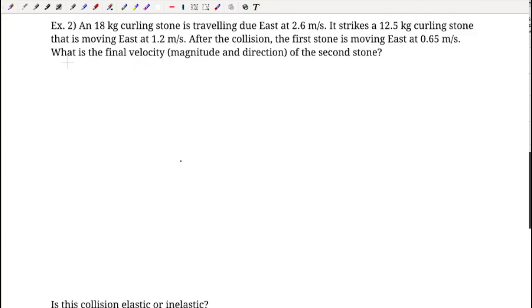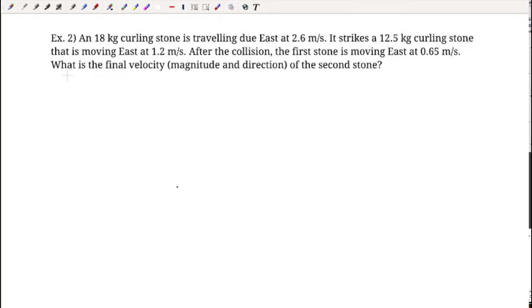Example number 2. An 18 kilogram curling stone is traveling due east at 2.6 meters per second. If you've never watched a curling game, go ahead and Google it to see what we're talking about. They throw a stone at other stones and try to get them to go to a certain place. Anyway, it strikes another curling stone, this one 12.5 kilograms, that is moving east at 1.2 meters per second. So one stone strikes another stone that's already moving. After the collision, the first stone is moving east at 0.65 meters per second. What is the final velocity, magnitude, and direction of the second stone?